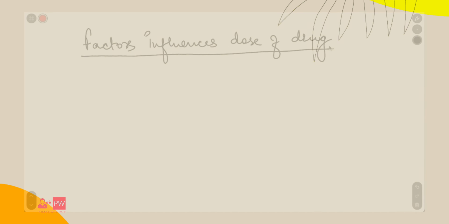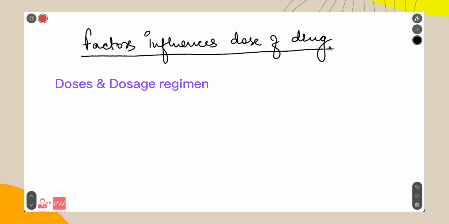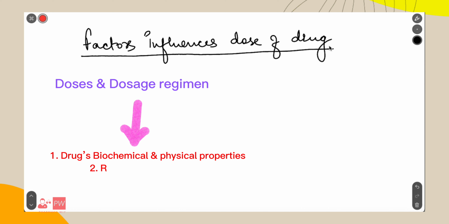Now next, what are the factors that influence the dose of a drug? Doses and dosage regimens are highly variable among substances. Each is determined by a drug's biochemical and physical properties, and also the route of administration and patient factors.